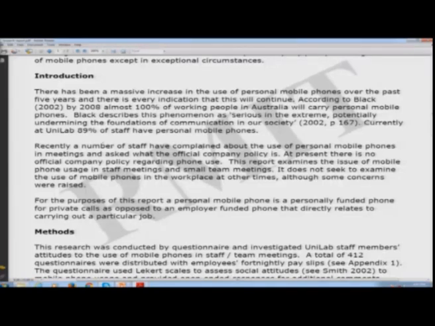So, a number of staff complained about the use of personal phones and they asked if there is any official policy. As a result, a team probably was constituted and the research team has now examined the issue of mobile phone use in, so the context is again very specific, staff meetings and small team meetings. So, this does not include the use of mobile phones in the workplace at other times. This is only during meetings.